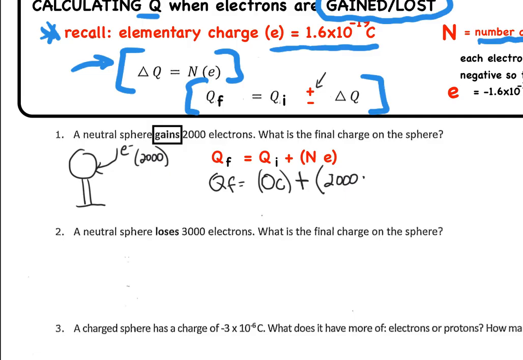But what's the elementary charge for an electron? Negative 1.6 times 10 to the negative 19th coulombs. Okay, so adding 0 really does nothing, but now we have to multiply.